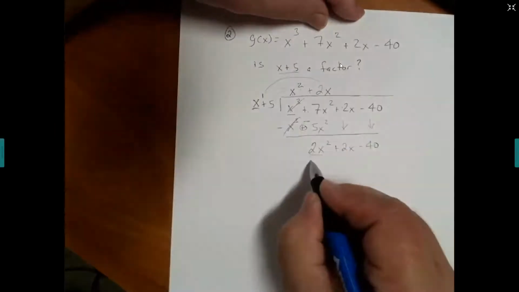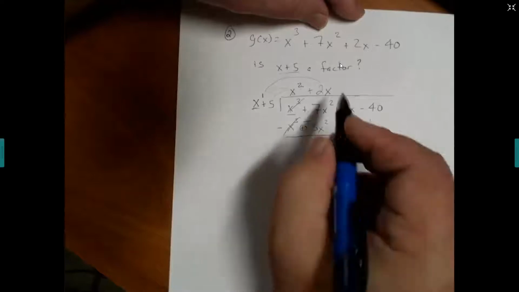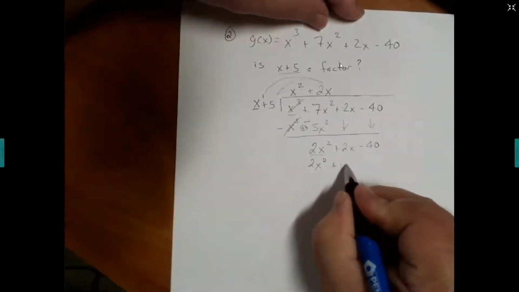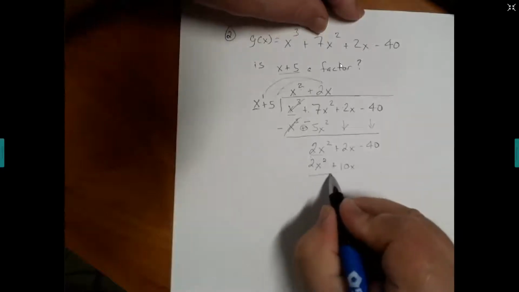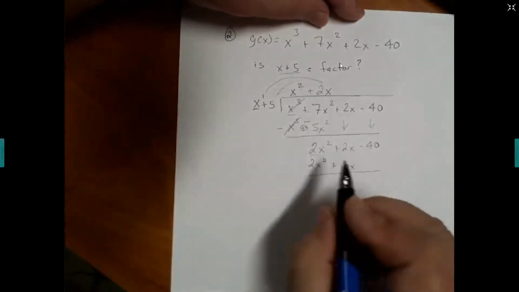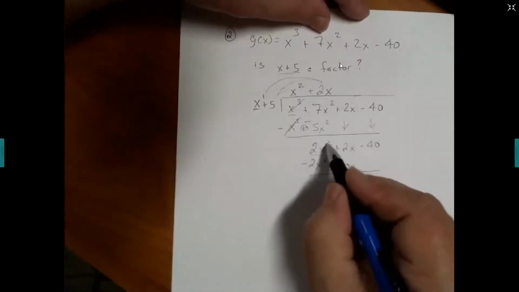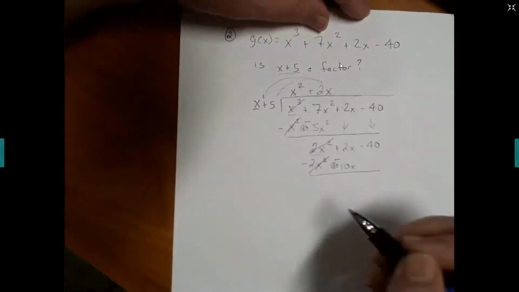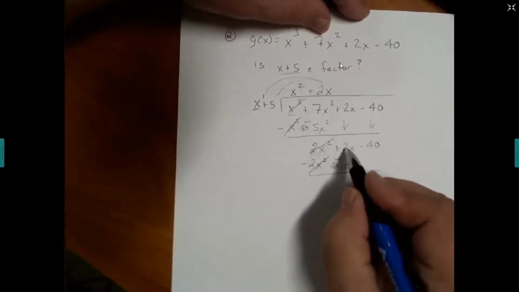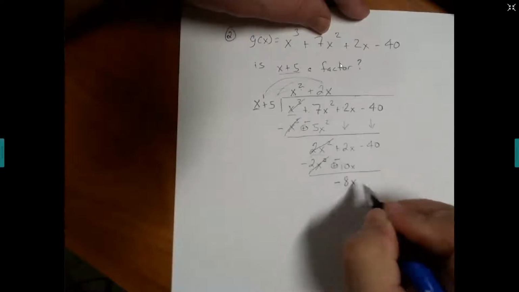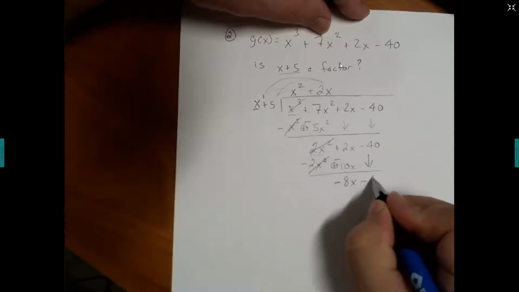2x times x is 2x squared. 2x times 5 is positive 10x. Change the signs and add. 2x squared minus 2x squared cancels. Leading terms always have to be gone. 2 minus 10x. Since 10 is bigger, it's negative. 10 minus 2 is 8. And bring down everything else.